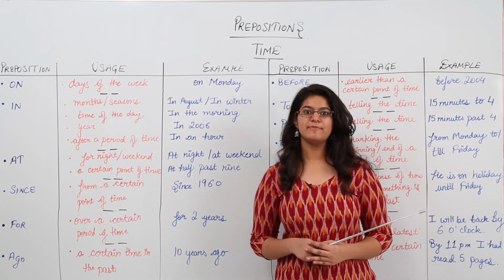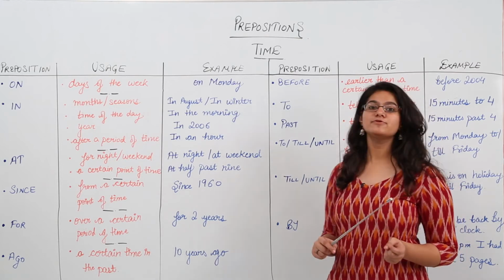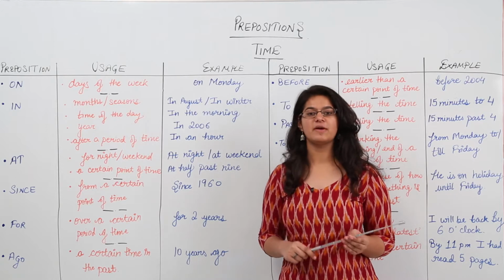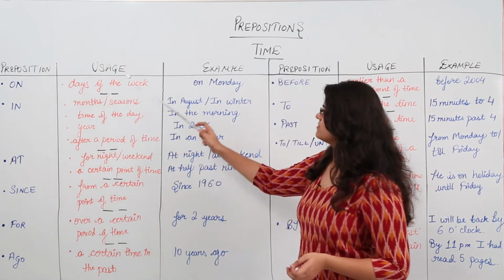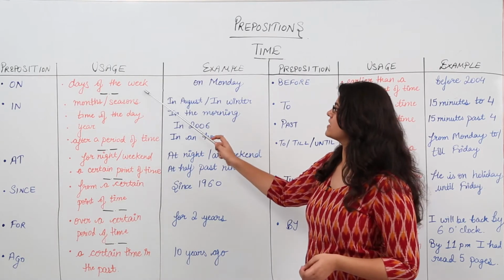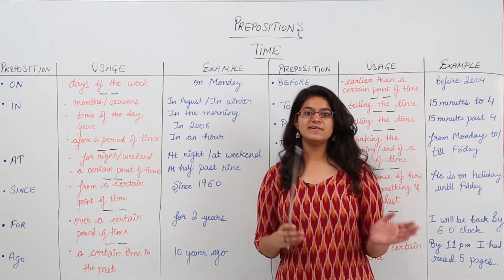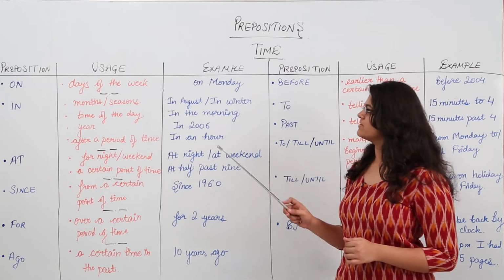Now we look at the prepositions of time. So basically we look at what preposition can be used when we have different objects of preposition in the frame of time. Let's start with on. On is used when the usage is in terms of days of the week. Example, on Monday. Like I can say, I will be teaching this lecture on Monday. So this is where on can be used.